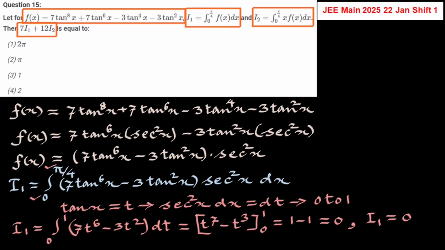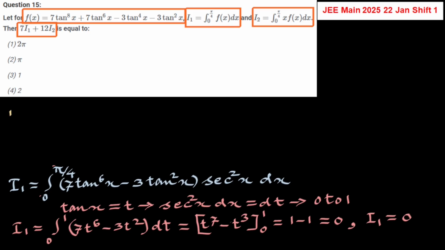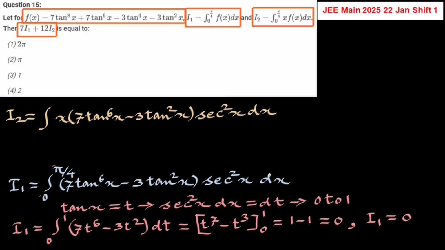We will wipe this part and write I2. I2 is integral x times f(x) dx. This we will do by integration by parts. So this is u and this part is v. So integrating by parts from 0 to pi by 4, this will be first function into integral of second.